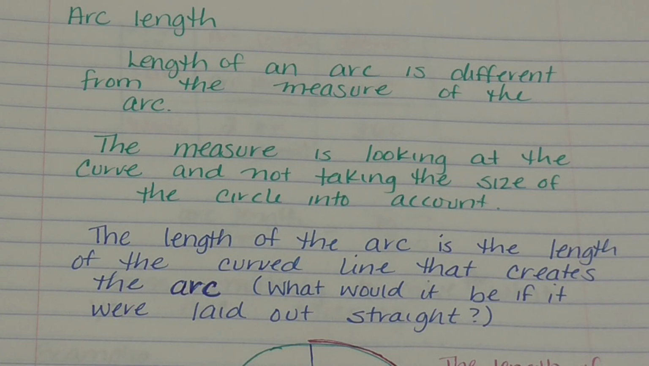Alright, so the length of an arc is different from the measure of the arc. The length of the arc is how long a piece of string would be if I had it laid out on that circle, just on the edge for that arc. The measure of the curve is really measuring the actual curve itself, whereas the length of the arc is measuring the length of the line segment that would be created if it were laid out straight.